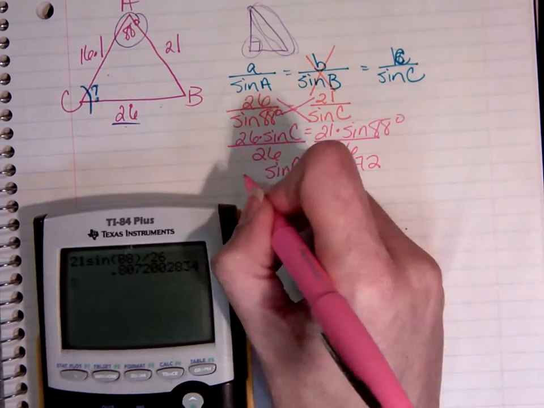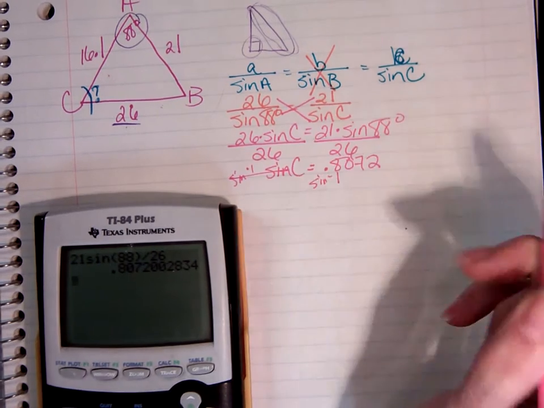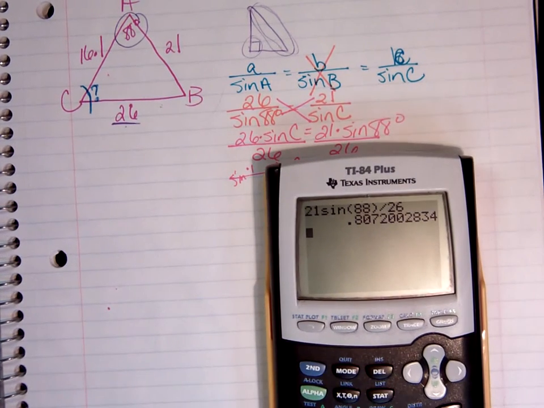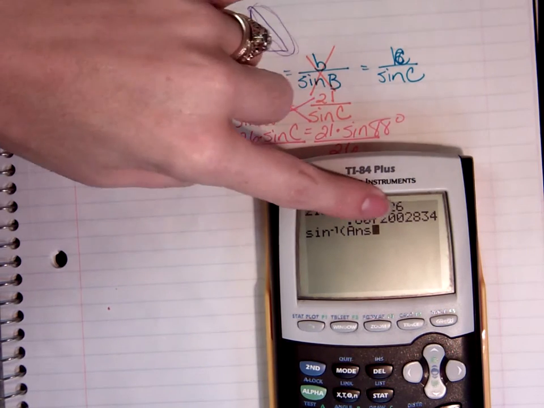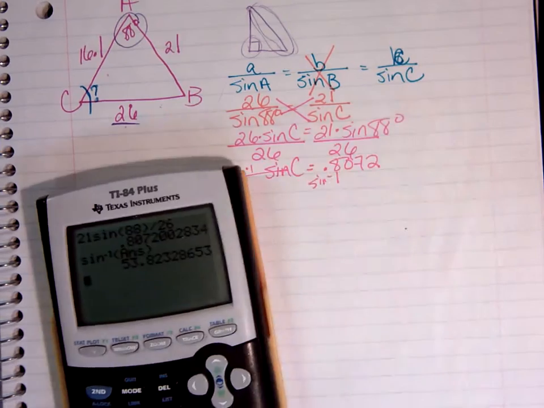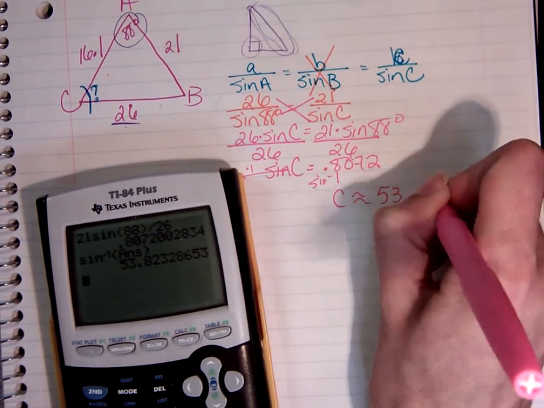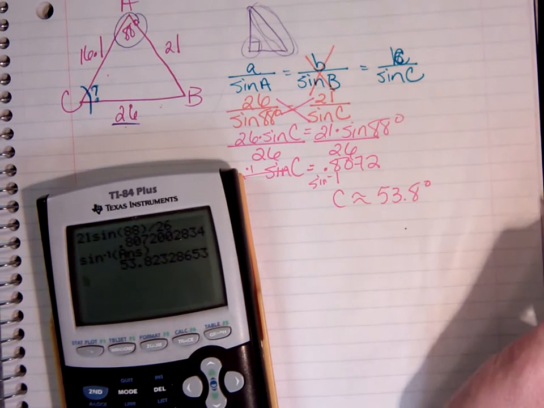When I take the inverse sine of all of this, I'm going to use the whole value. So when I hit second sine and then second answer, my calculator knows to look back and use where all this information came from. That way I get the most exact answer possible. And I'm looking at 53 point something. So angle C is approximately 53.8 degrees.